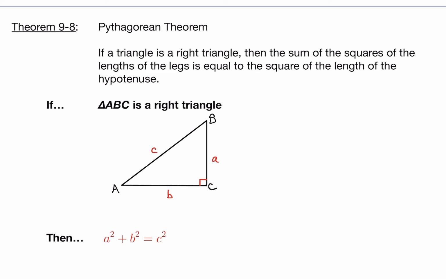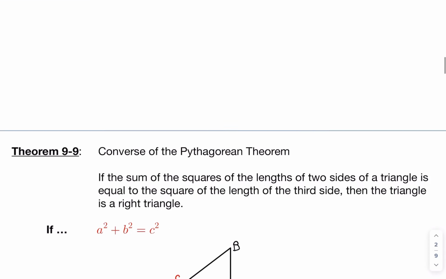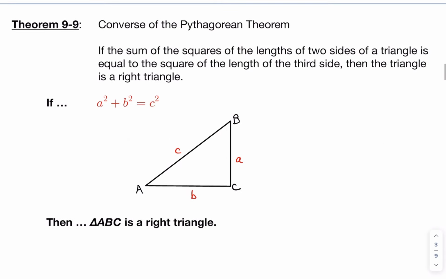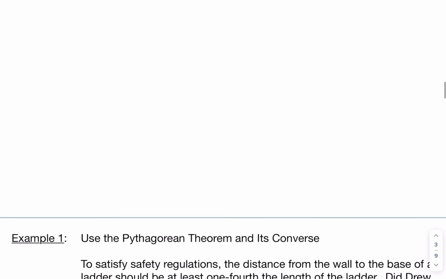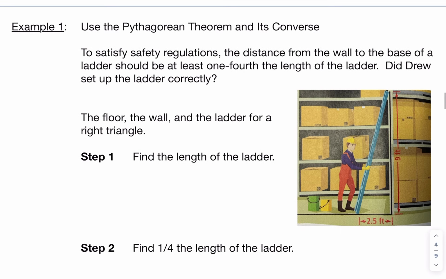So let's take a look at the converse of the Pythagorean theorem. So the converse basically is saying that if this relationship occurs, so a squared plus b squared is equal to c squared, then we know that this triangle is a right triangle. Okay, so let's go ahead and apply this to a particular example. So let's take a look at example 1 here. We're going to use the Pythagorean theorem as well as its converse.